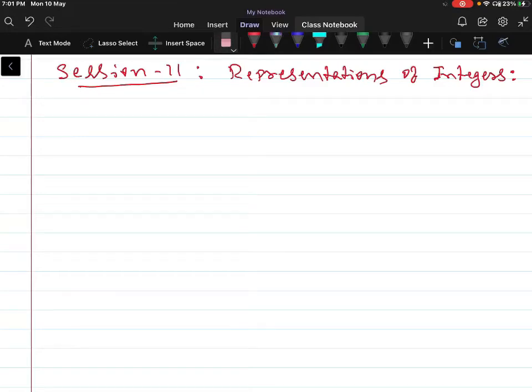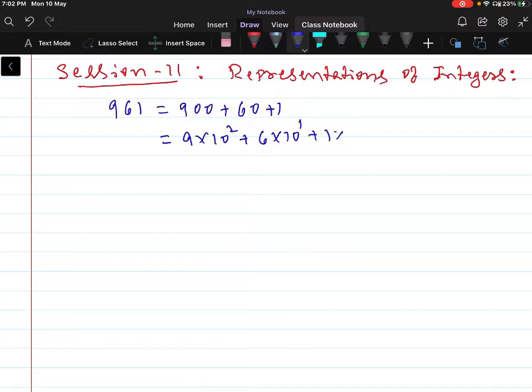In this lecture I'm going to introduce representation of integers. In everyday life we use decimal notation to express integers. For example, 961 can be written as 900 plus 60 plus 1. So this can be written as 9 into 10 square plus 6 into 10 power 1 plus 1 into 10 power 0. Therefore, this representation is called decimal expansion with base 10.